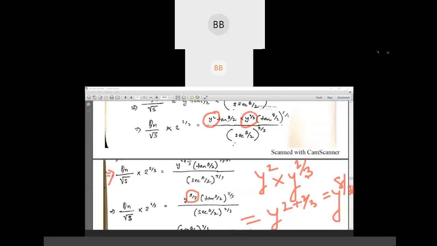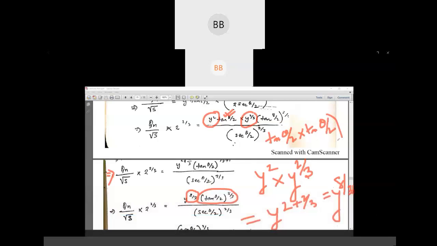Then we have tan theta by 2 multiplied by tan theta by 2 all to the power 2 by 3. So that is why it's tan theta by 2 to the power 5 by 3. This is nothing but tan theta by 2 multiplied by tan theta by 2 whole to the power 2 by 3. We have to add here: we have 1 and this is 2 by 3, so 1 plus 2 by 3 is 5 by 3. That is why here it's 5 by 3. And the denominator will be the same.